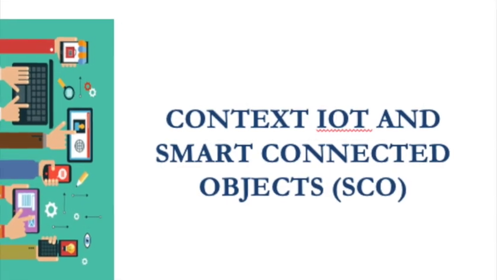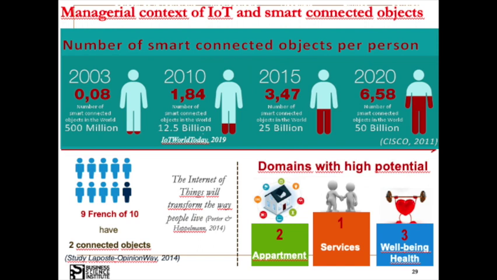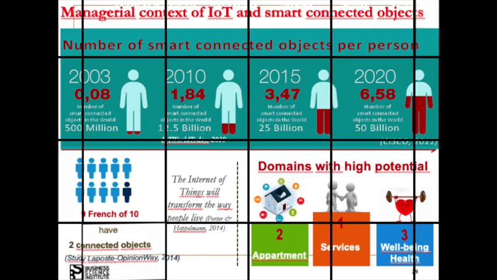Of IoT and smart connected objects. For example, from 2003 to 2020, the number of smart connected objects increased dramatically from not even 1 million to 50 billion, and from 1 to, let's say, 6 objects per person. In France, 9 out of 10 French people have 2 smart connected objects. And Heppelmann and Porter say that the Internet of Things will transform the way people live, mainly in sectors with high potential, such as services, well-being, and smart homes.